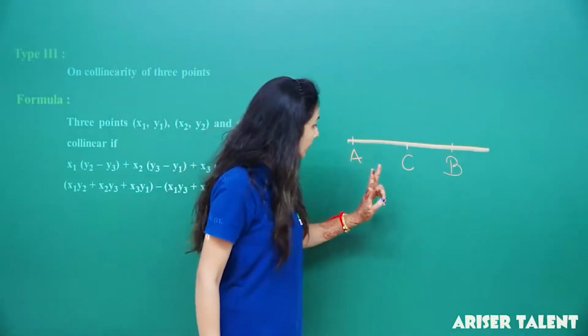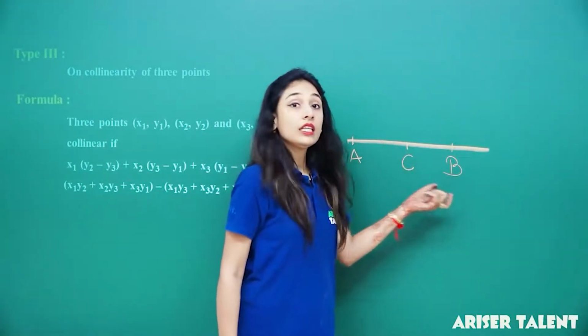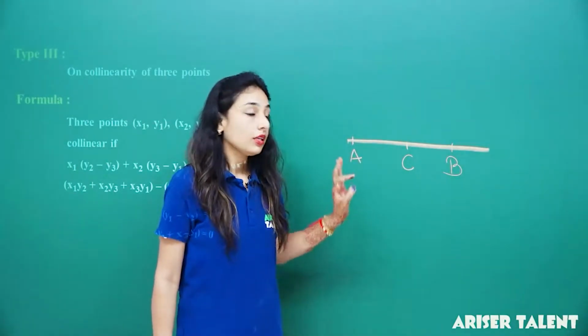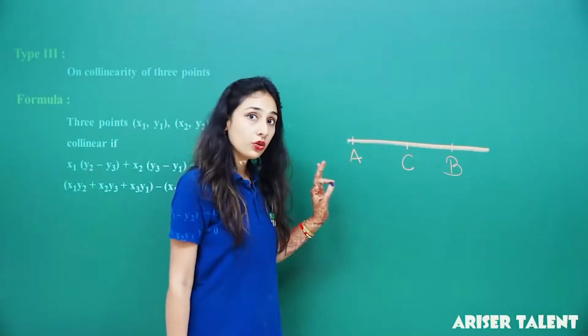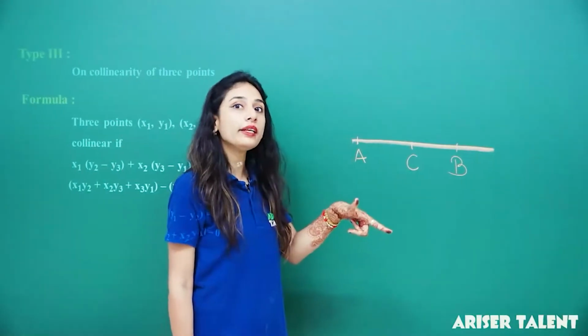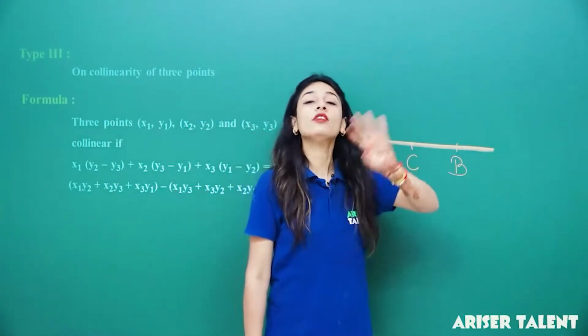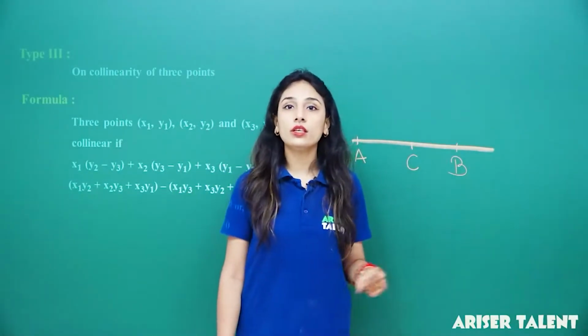Now, collinearity of 3 points means I am having one more point C here. So, this A, B and C, these 3 points are collinear to each other. How will you find out if any given three points are collinear or not?